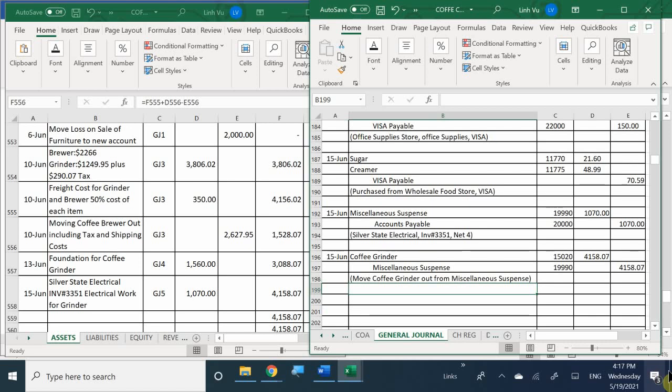For the 4158, we were doing the grinder at 1528.07, the electrical for the 1560, and then the foundation for the 1070. Yes, the grinder is 1528.07. Okay, 4158. So these were how we were getting the number.